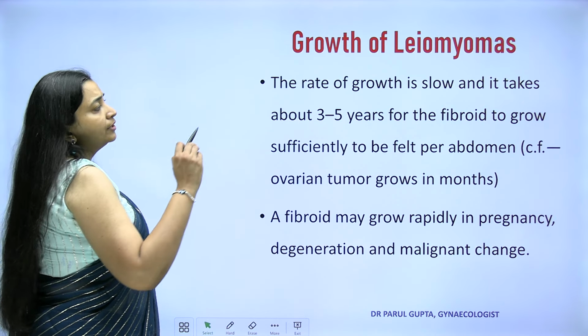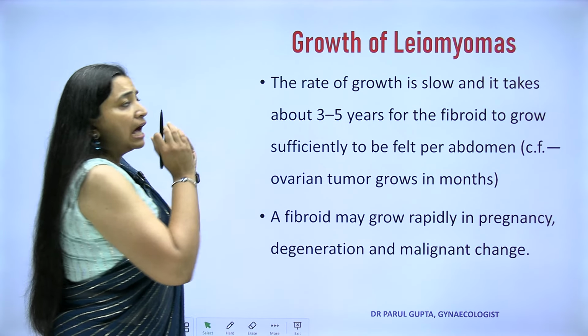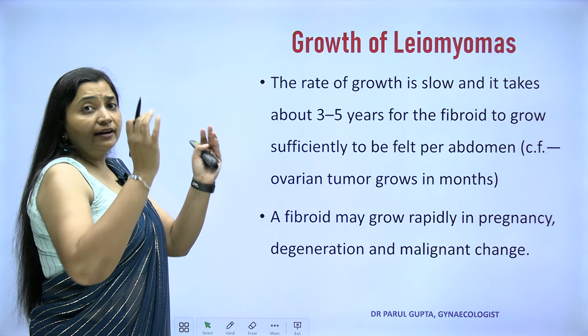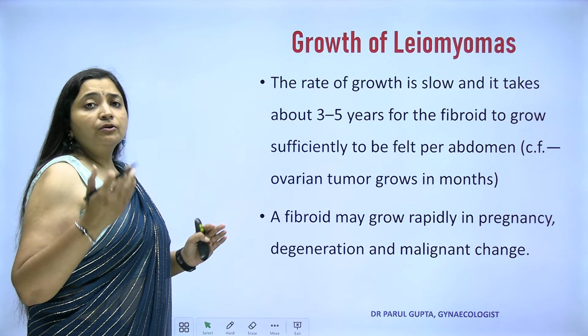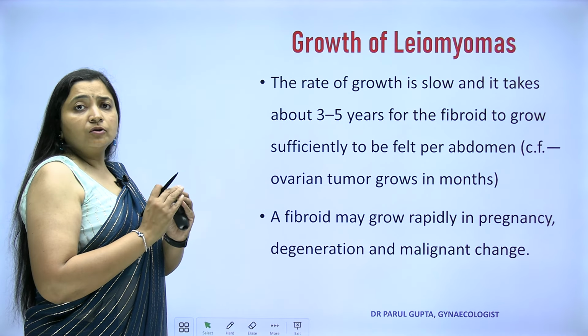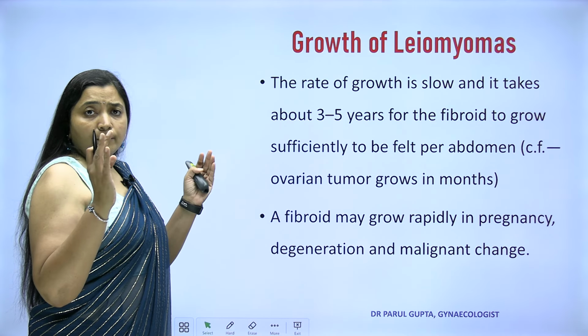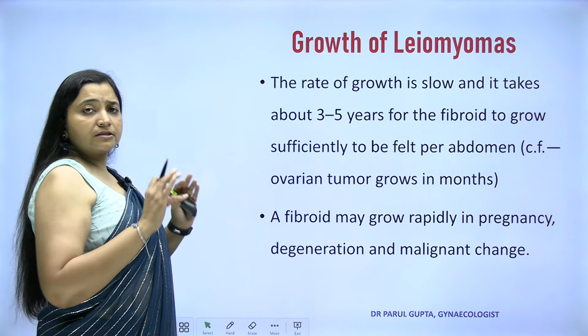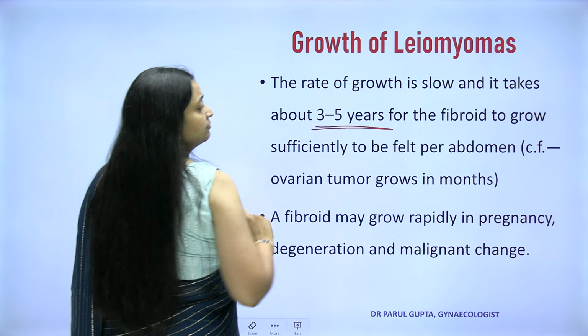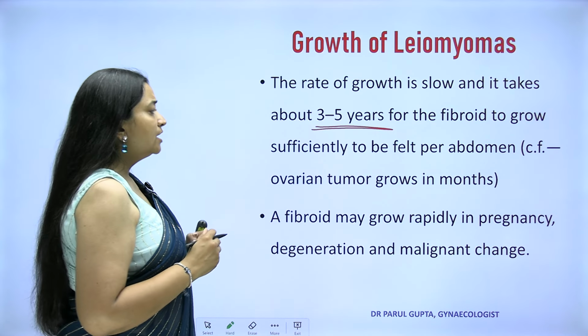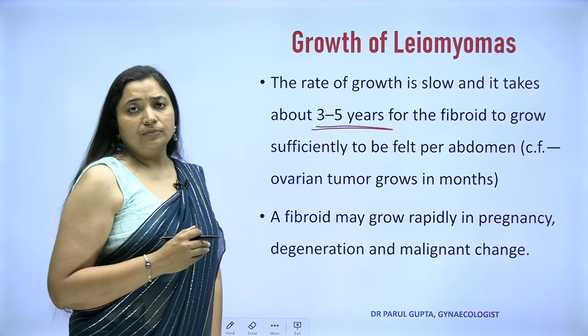Now, growth of leiomyomas. How is it formed? At what rate does it grow? It is not a very fast growing tumor as compared to the ovarian tumor. Some ovarian tumors grow at a very rapid rate, but leiomyoma is a slow thing. It takes around 3 to 5 years for the fibroid to grow sufficiently to be felt per abdomen.